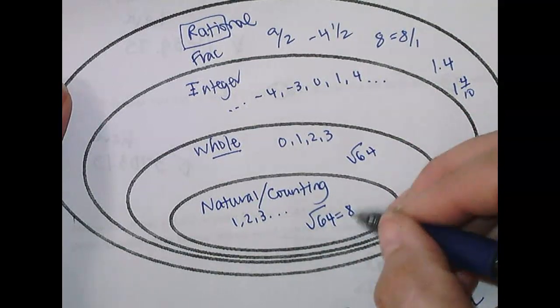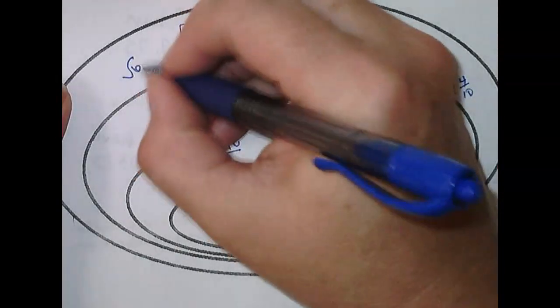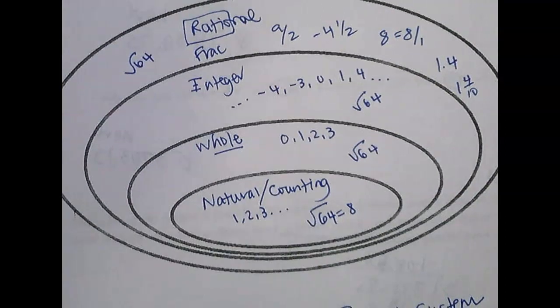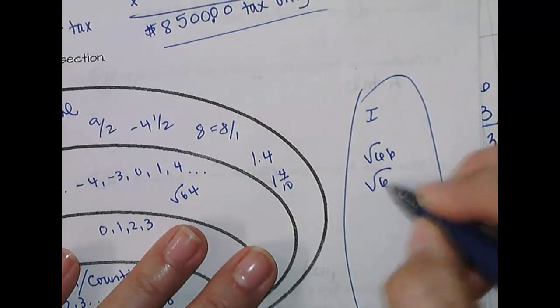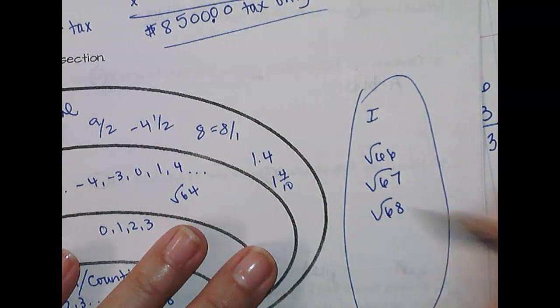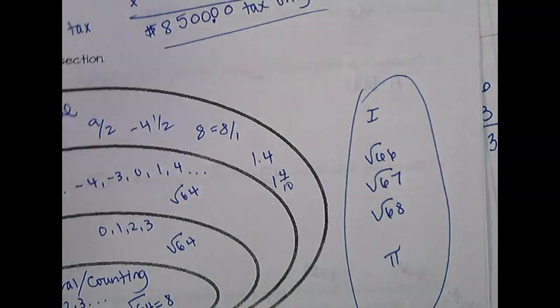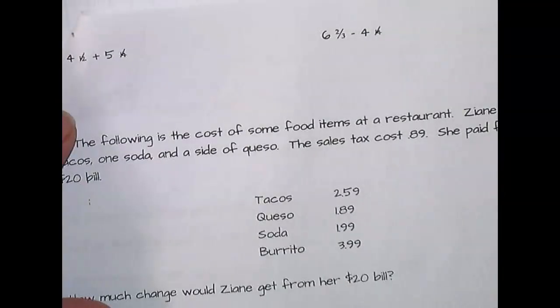It starts here, but it would be in that one, it would be in that one, and it would be in that one. What about square root 66? Well, that's 6 times 11, and that won't work. So square root 66 goes over here. So would 67. So would 68. All those weird ones. So would pi. I think I gave you plenty of examples. And by the way, the real number system, all numbers are real. Alrighty. This one here.